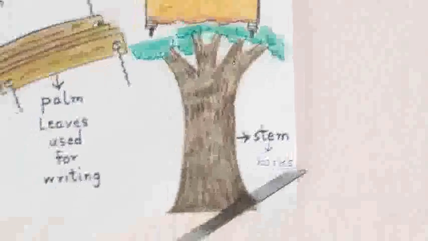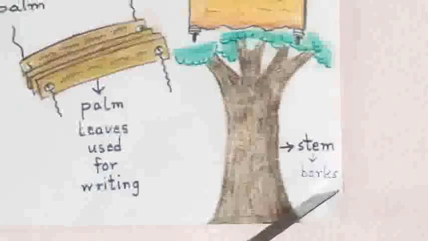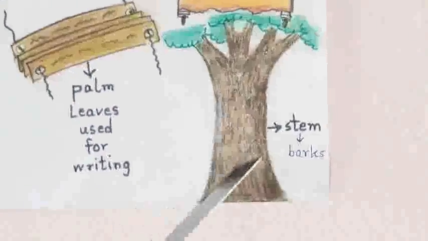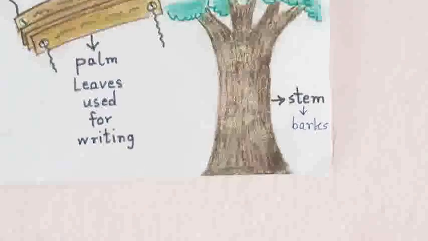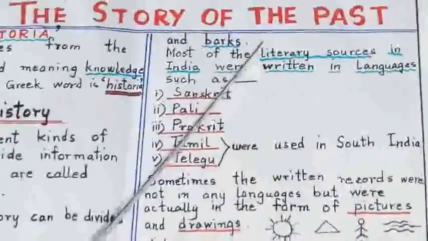And barks. Barks were also used for writing in those days. What is bark? A bark is the outermost layer of the stem of a tree. Why were these things used for writing? Because in those days paper was not yet discovered.